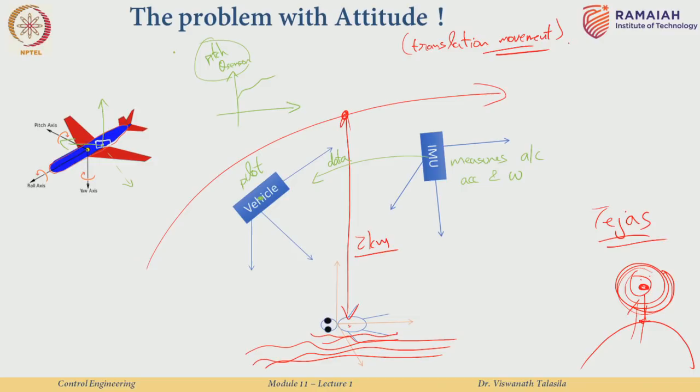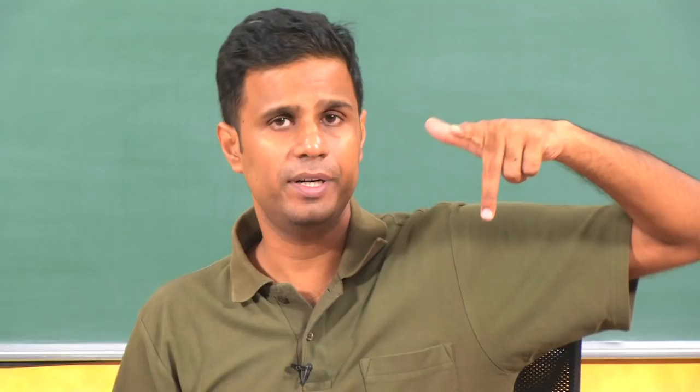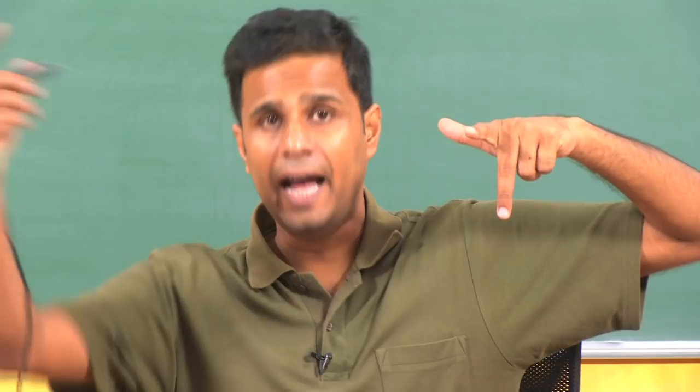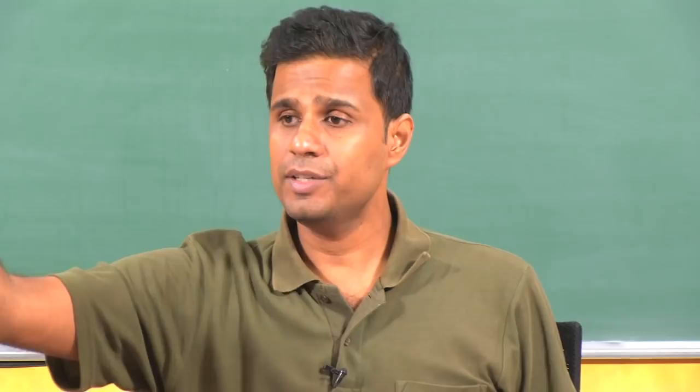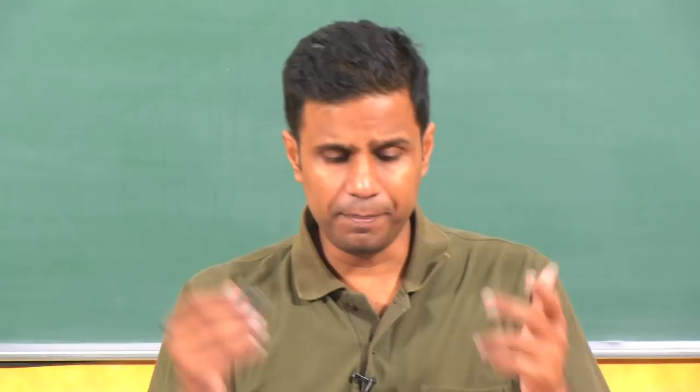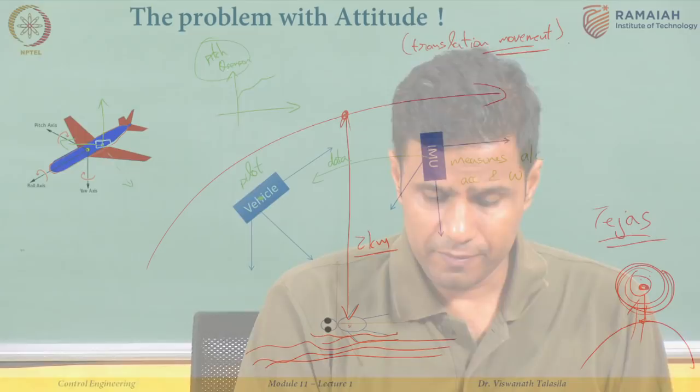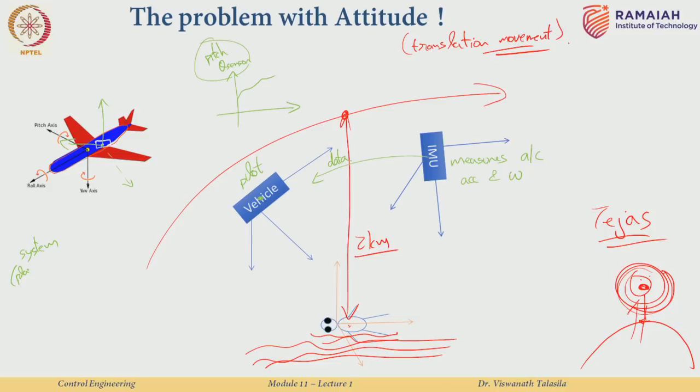So this is a problem with reference frames, the problem with attitude, the problem with translation movement. Every object which measures movement measures it in its own frame of reference, its own axis or coordinate system. The actual system, the plane or a robot or a human walking, is experiencing motion in its own reference system. Typically you have the system, which could be a plane or a fancy robot, a human being walking, and so on. This has its own frame of reference, its own coordinate system.